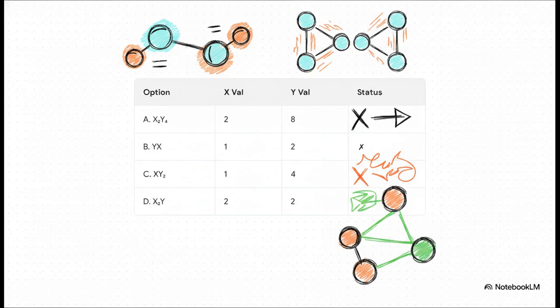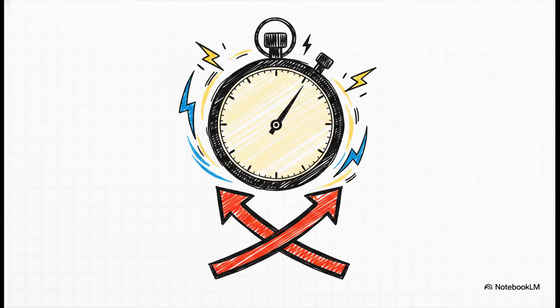But then we look at option D, X₂Y. X contributes 2, Y contributes 2. They match up perfectly. This confirms D is absolutely the only chemically sound and balanced answer. Now, we all know exams are basically a race against the clock, so let's summarize a super fast shortcut for you to use next time.